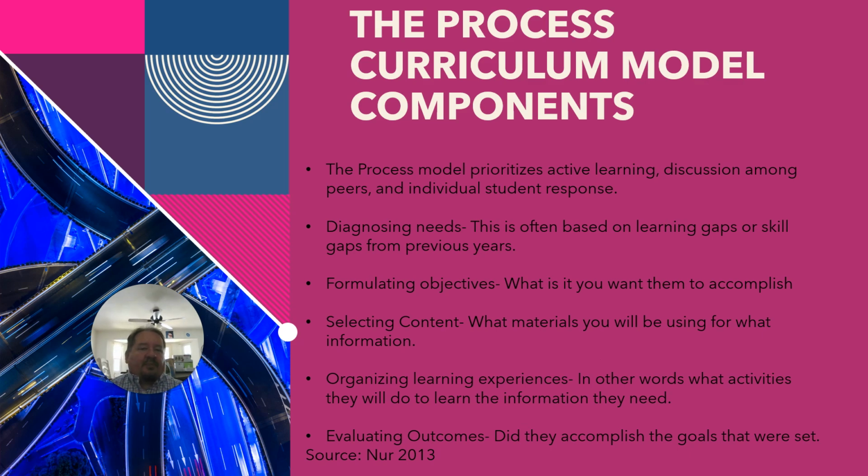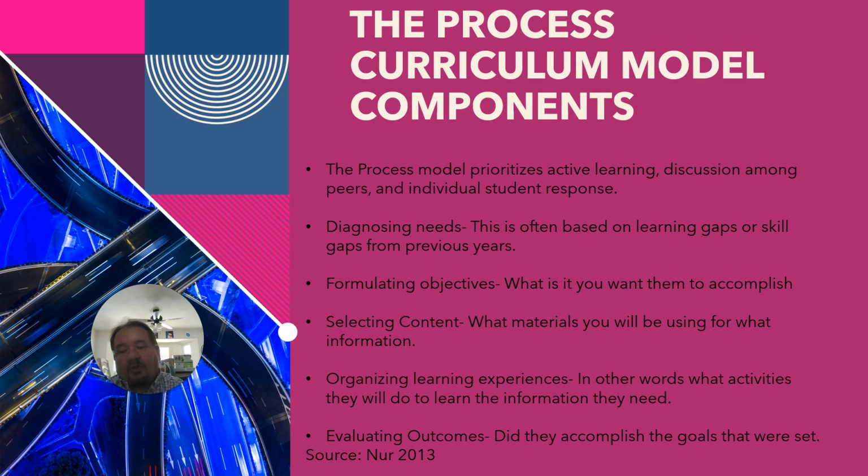Just want to go over real quickly the process curriculum model components. The process model prioritizes active learning, discussion among peers, and individual students. It's worried about diagnosing the needs. So, I brought up the STAR reading test earlier. We diagnose that we're low in reading. We do pre-writing assignments. We diagnose that they're low in writing.